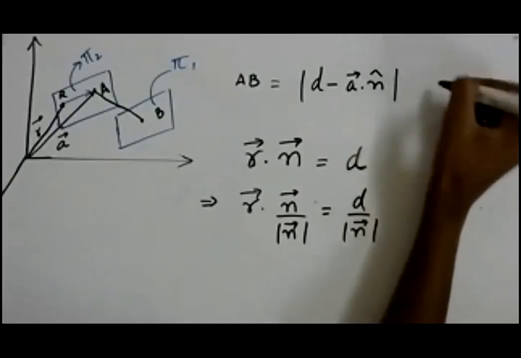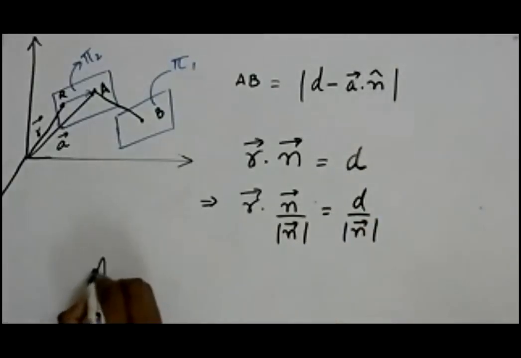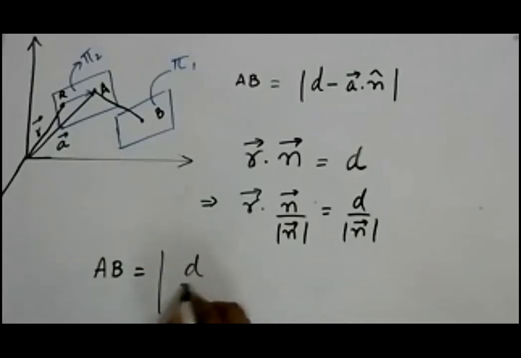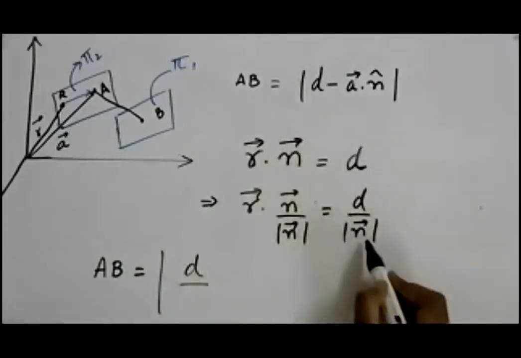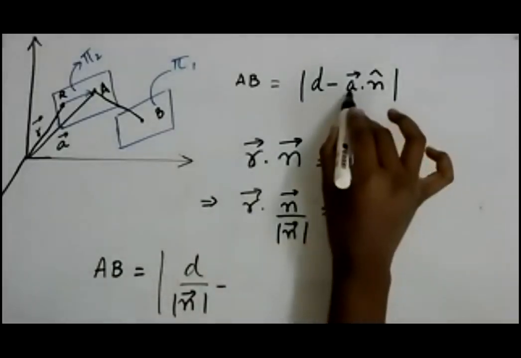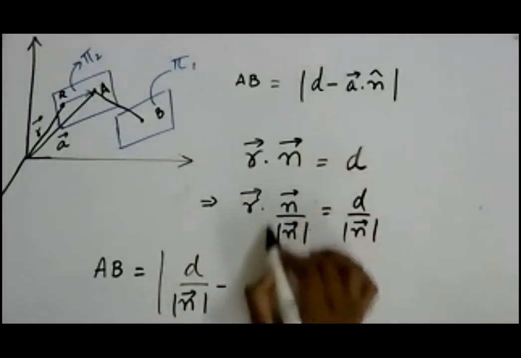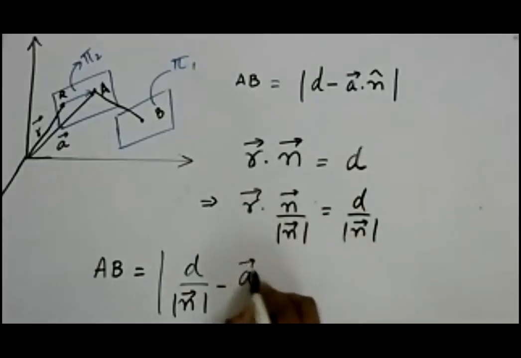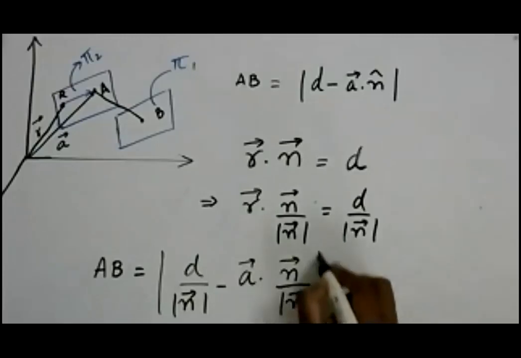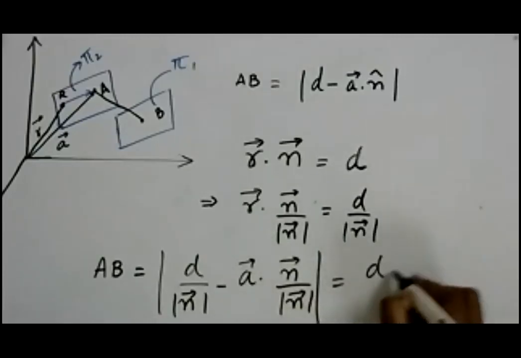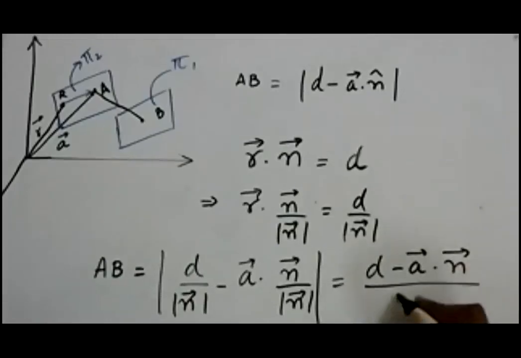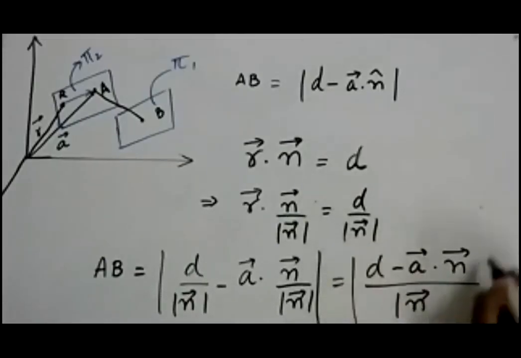Substituting this value over here, we have AB is equal to, in place of d, we have d by modulus of n vector, minus, in place of n hat vector, we have this a vector dot n vector upon magnitude of n. Or we could just simply write it as d minus a vector dot n vector, the whole upon magnitude of n vector.